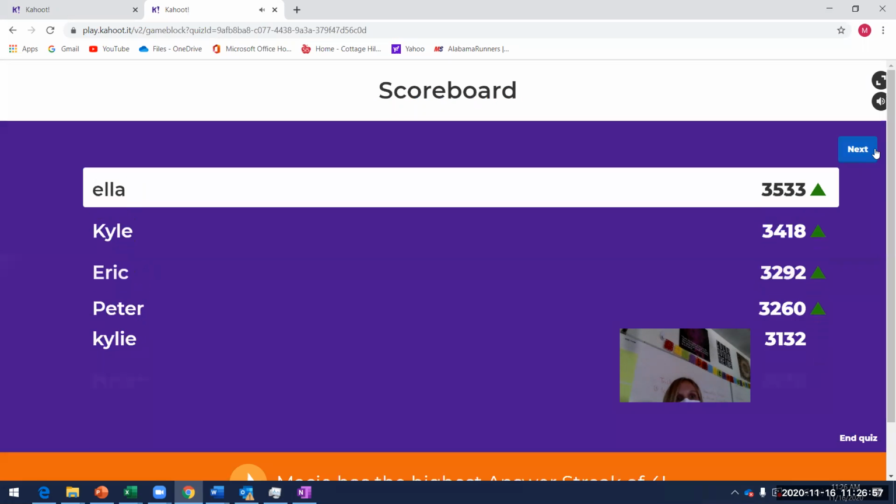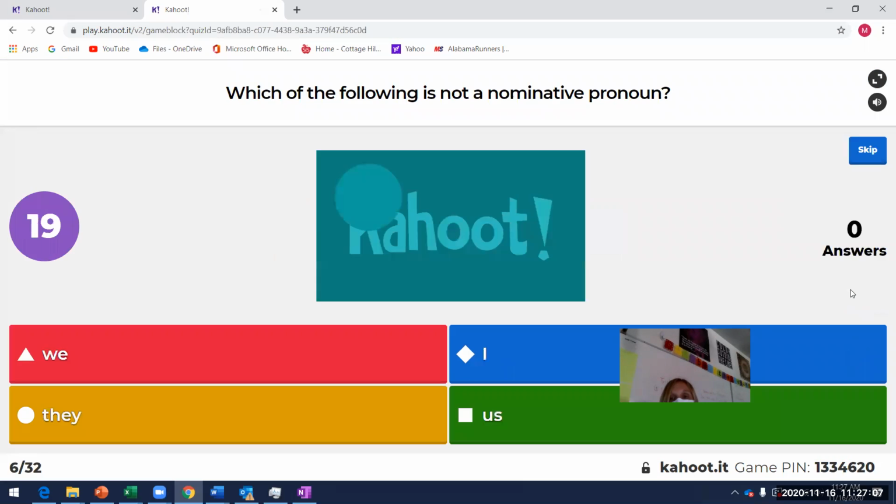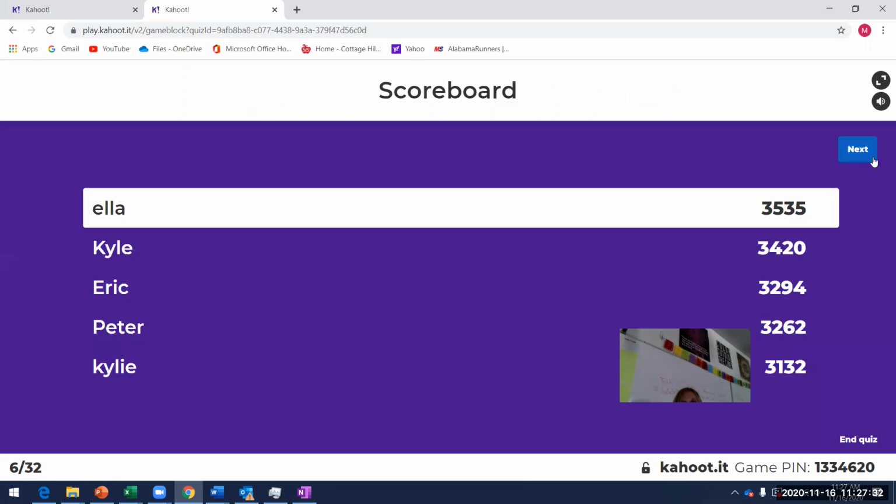Let's see who's up there. Ella, Kyle, and Eric, 1, 2, and 3. Peter coming in a close fourth. Which of the following is not a nominative pronoun? Red is we, yellow is they, blue is I, green is us. We and they are the two that are hard to see. Which one is not nominative? Us is correct. Good. If you look here, this gives you all the objective ones. So you're looking for the one that would be on the objective list. All right.